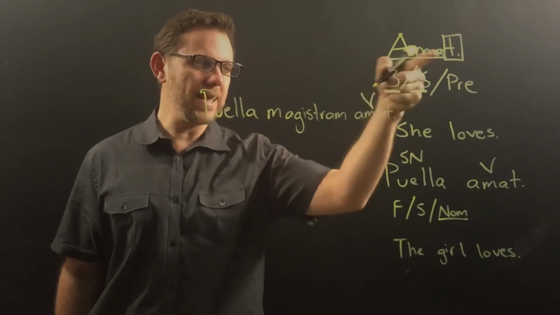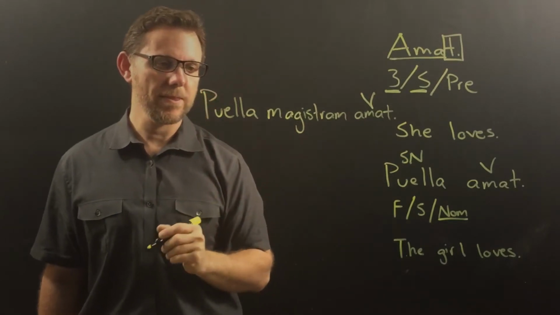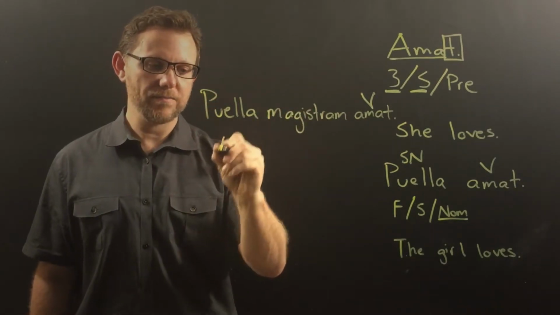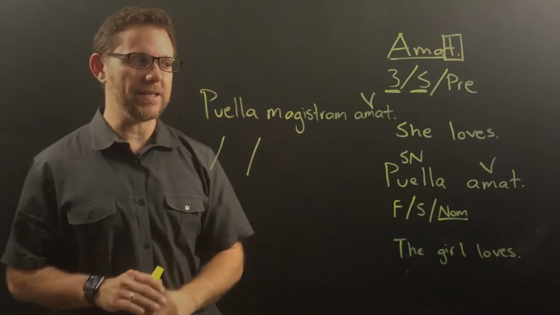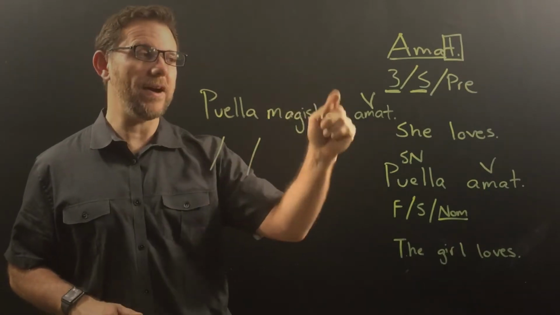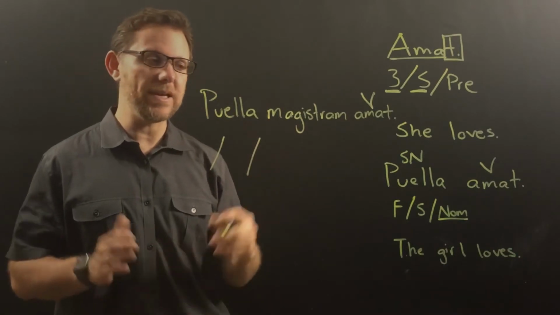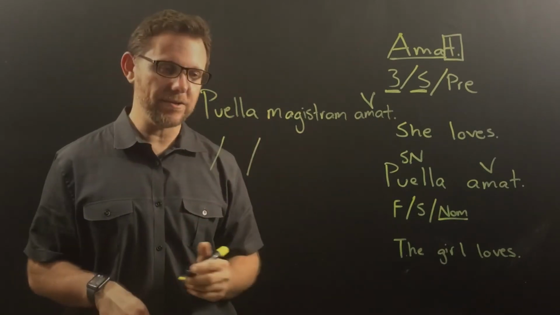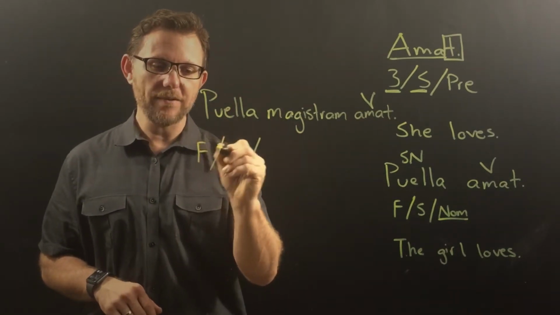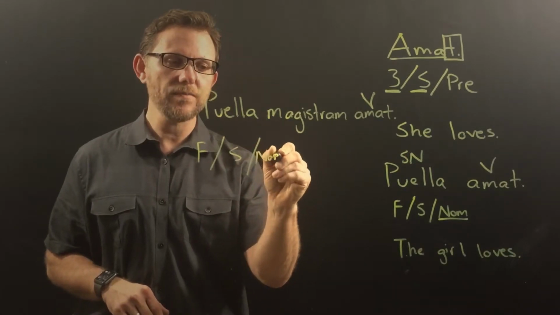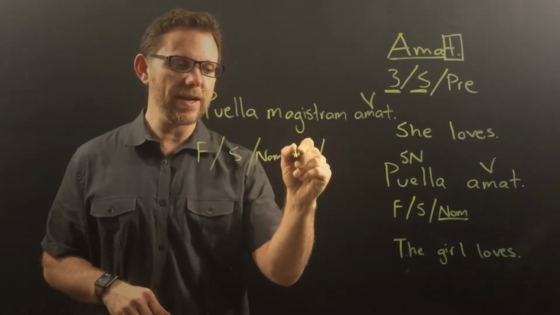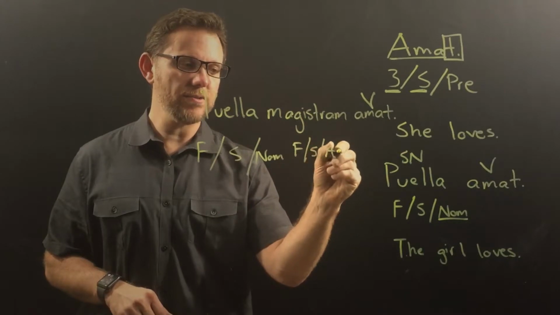Here's our verb, same form. Now we have two nouns. Whenever you're translating a sentence, your first step is always find your verb and parse it, which we've done. Your next step is going to be to parse all of the nouns that you can find. Here we have a feminine singular nominative noun, and when I parse this noun, I get feminine singular accusative.